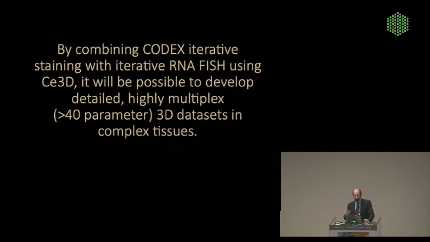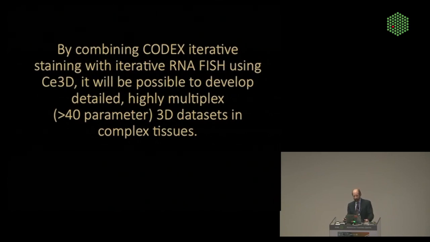And so the point is that if we combine the CODEX iterative staining with iterative FISH and the C3D clarification methods, we'll be able to do highly multiplex 40 parameter or so 3D data sets in complex tissue that builds off of the new data that's being developed out of single-cell RNA-seq and other methods. And we think this is going to be extremely valuable at a tissue level for really understanding how things are organized, what's expressed at both the protein and at the RNA levels, because they're not always equivalent, and give us some good information.